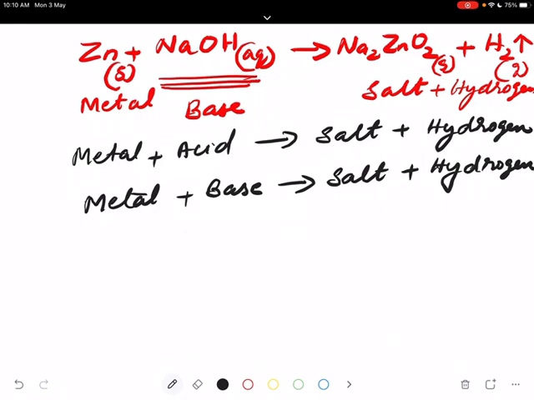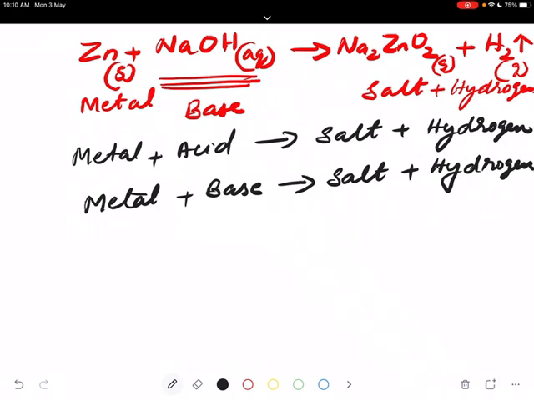So acid property, it is sour in taste, it turns blue litmus red. Base property, it is bitter in taste, soapy to touch. With a red litmus, means bases change red litmus to blue.